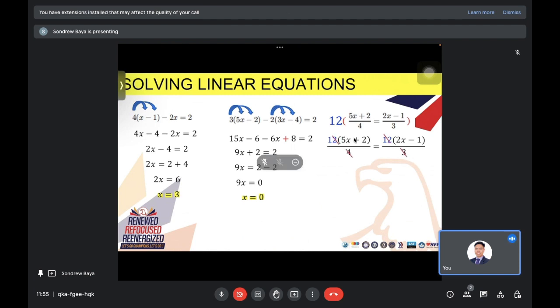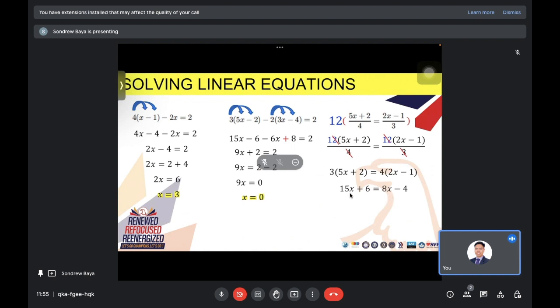Thus, 12 divided by 4 is 3. 12 divided by 3 is 4. So we can simplify this further as 3 times 5x plus 2 and 4 times 2x minus 1. Again, we got this 3 because 12 divided by 4 is 3. We got this 4 because 12 divided by 3 is 4. So here onwards, we are now having the same skill similar to that on the left. So distribute. So we now have 15x plus 6. Here we got 8x minus 4. So apply how to solve for the x.